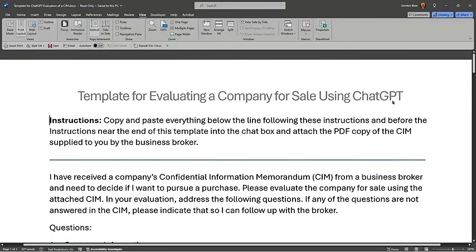using ChatGPT. So that's a nice heading for it. Now you know exactly what this is. And then the next item here is something that says instructions. Copy and paste everything below the line following these instructions and before the instructions near the end of this template into the chat box and attach the PDF copy of the CIM supplied to you by the business broker.